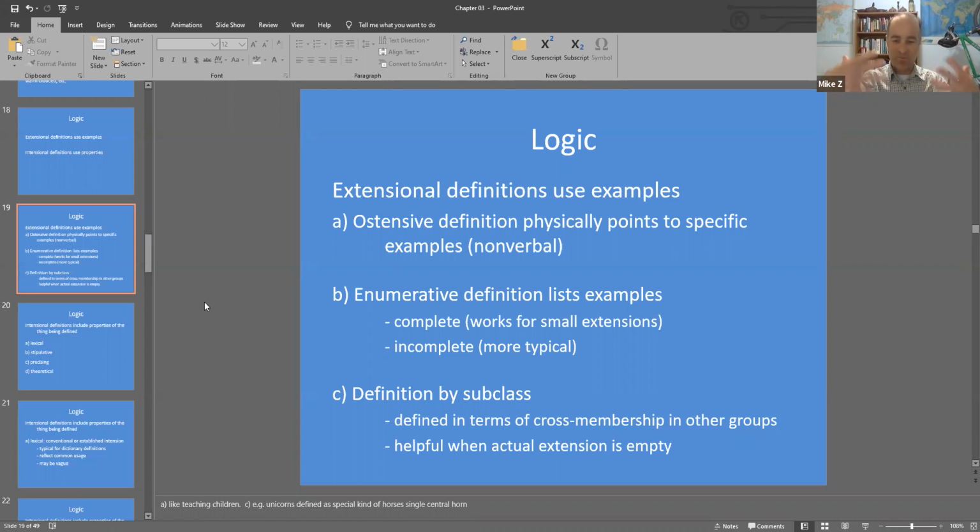So it's this gestural definition, right, where you're physically doing something. There's a strong non-verbal component to the definition. We're not really going to be using that much at all in this class, but it's worth mentioning.